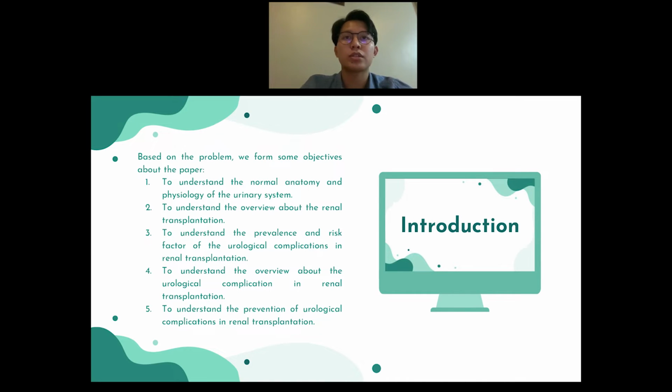The first one is to understand the normal anatomy and physiology of the urinary system, and the second is to understand the overview of renal transplantation. The third is to understand the prevalence and risk factors of urological complications in renal transplantation. The fourth is to understand the overview of urological complications in renal transplantation, and last, to understand the prevention of urological complications in renal transplantation.